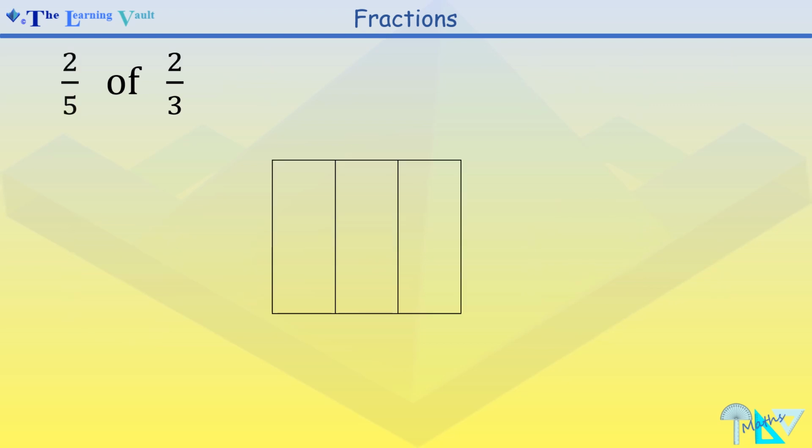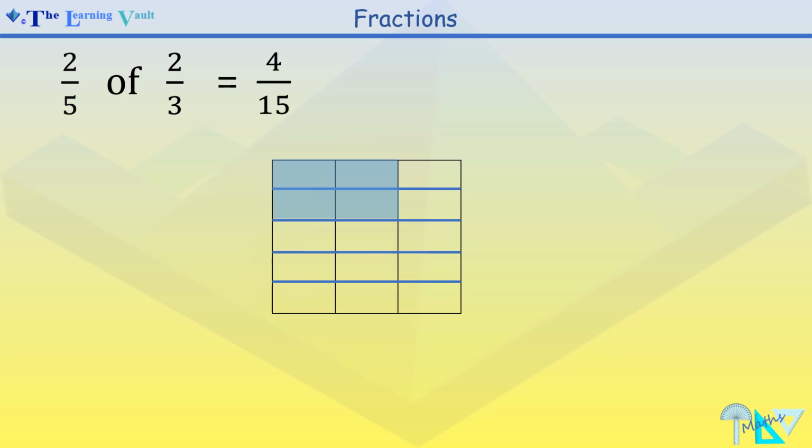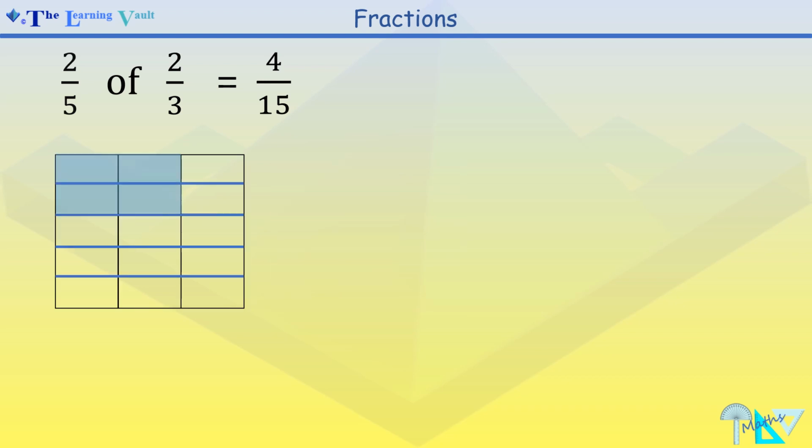Now let's look at the demonstration of 2/5 of 2/3. So we have 2/3 here, and we're trying to find 2/5 of 2/3. So we're dividing this into 5 equal parts, and we're finding 2/5 of that. And this will leave us with 4/15. Visually, we can see that 2/5 of 2/3 gives us 4/15.